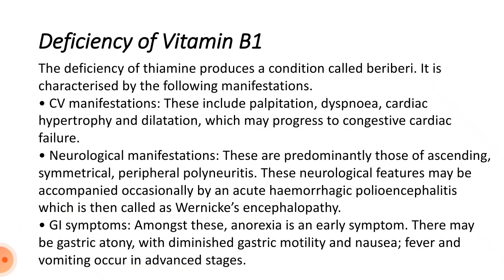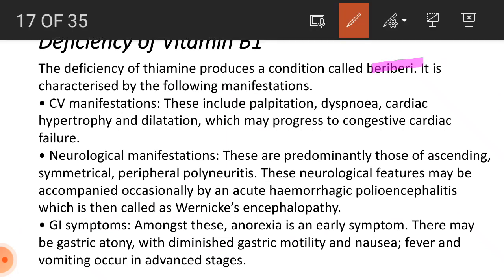Now let's see what would happen if there is a deficiency of vitamin B1. Deficiency of vitamin B1 or thiamine produces a condition called beriberi. It is characterized by the following manifestations. First one is the CV manifestations. These include palpitations, dyspnea, cardiac hypertrophy, and dilations, which may progress to congestive cardiac failure.